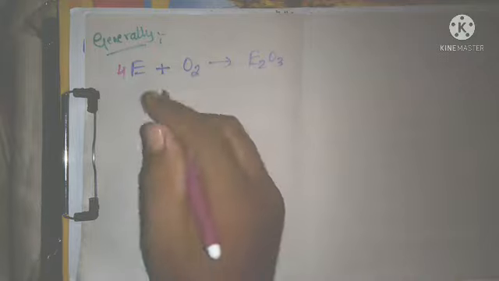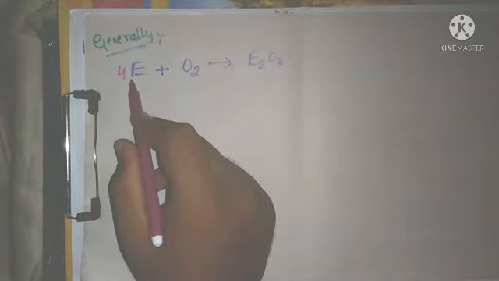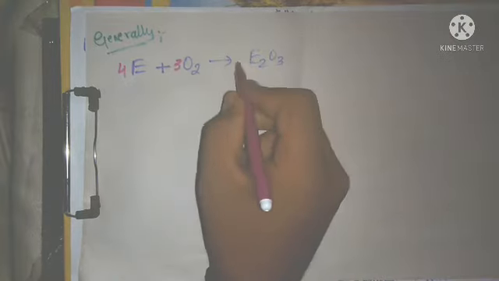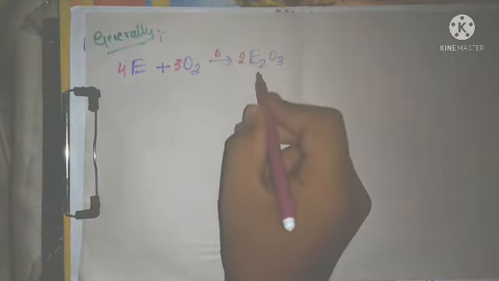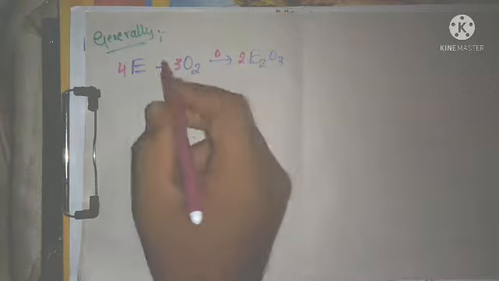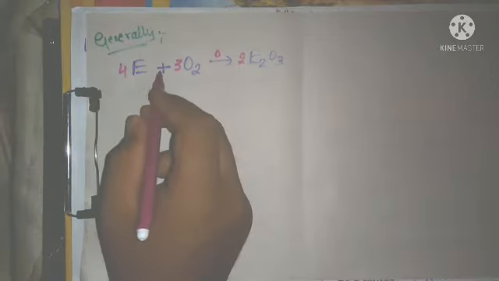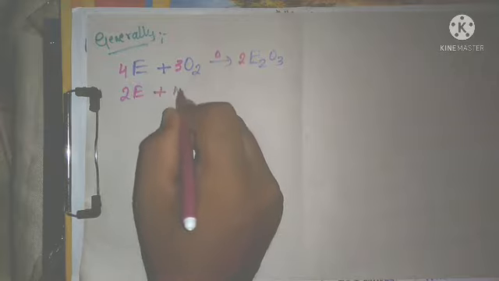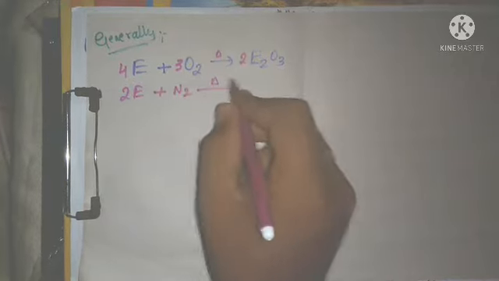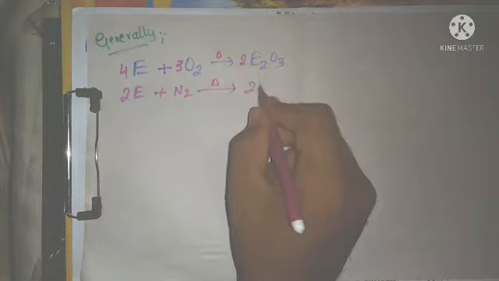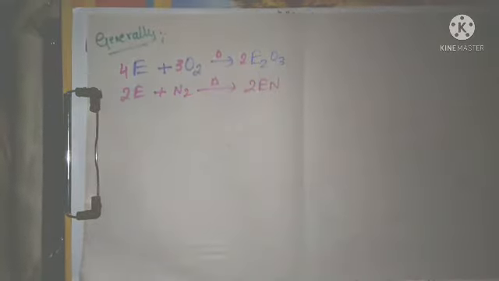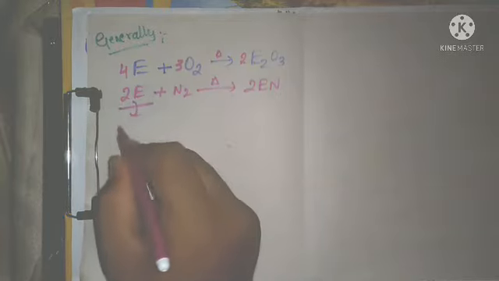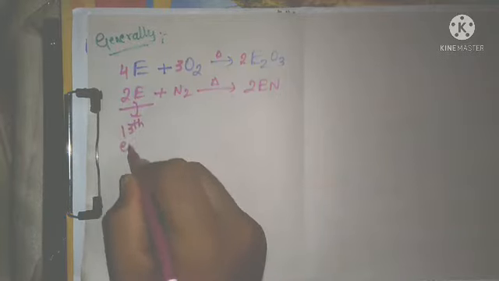Now here for balancing, 4 moles of E reacts with 3 moles of O2. While heating, it will give 2 moles of the corresponding oxide. E means 13th group elements, you just have to remember. And when 2 moles of E reacts with nitrogen while heating, it will form the corresponding nitride. This is the general reaction of 13th group elements. Here E means 13th group element.